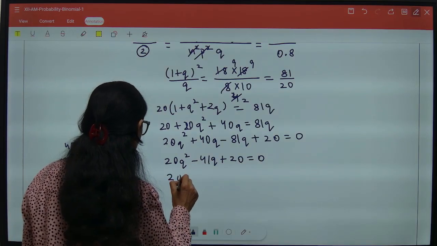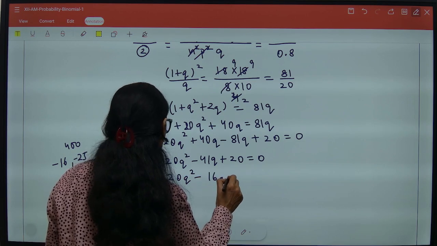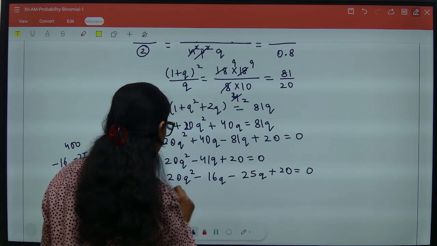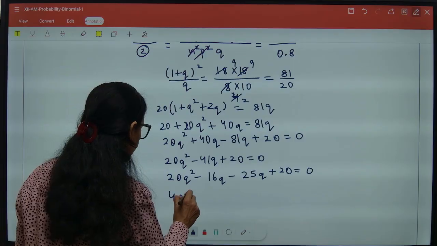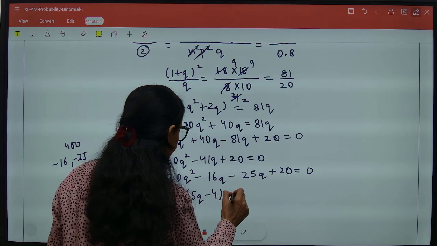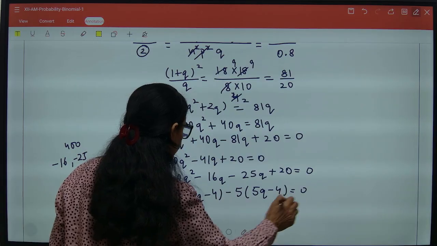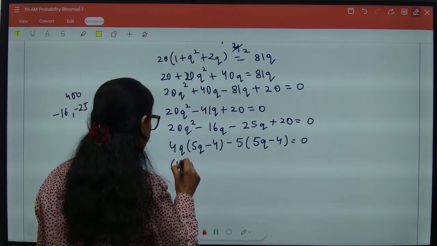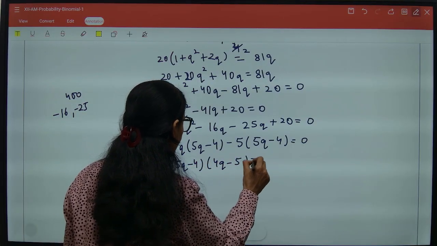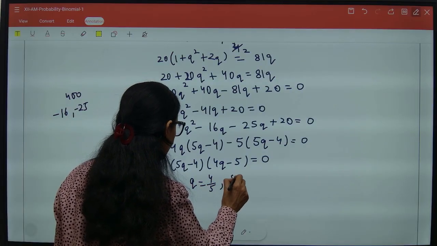So let's factorize this further. 20q square minus 16q minus 25q plus 20 equals 0. That means 4q into 5q minus 4, minus 5 into 5q minus 4. Again, take this common. So the factors are 5q minus 4 and 4q minus 5. So that means the value of q is either 4 by 5 or 5 by 4.